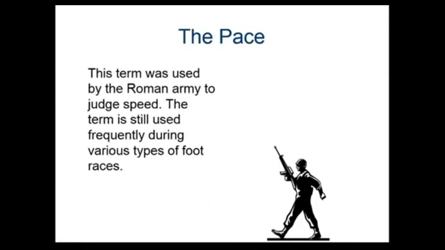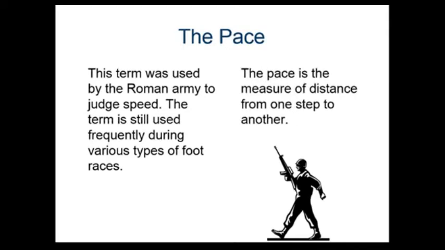The pace. This term was used by the Roman army to judge speed, and the term is still used frequently during different types of foot races. The pace is the measure of the distance from one step to another. We still use the pace in the American system of measurements we use. The mile comes from the Roman word for mil pasos, which is 1,000 paces. So a mile was 1,000 of the biggest steps you could take. And so if you're running your mile, it should take you 1,000 steps, but when you run, you can actually cover more ground.